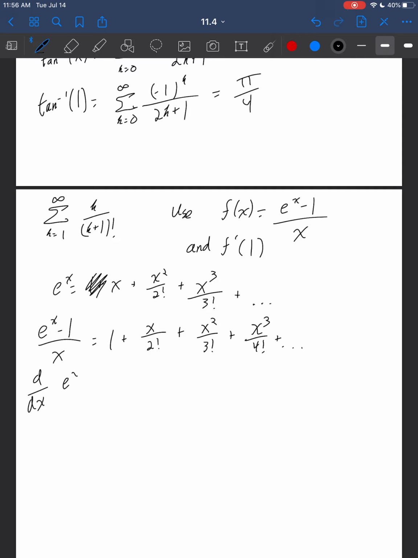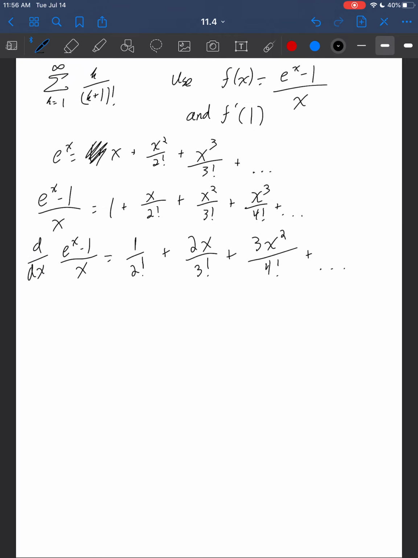So d/dx of (e to the x minus 1) over x. The 1 is going to go away, so I'm just left with 1 over 2 factorial plus 2x over 3 factorial plus 3x squared over 4 factorial, and so on and so forth. And I can see when I take this and plug in 1, so f prime of 1, I'm going to get 1 over 2 factorial plus 2 over 3 factorial plus 3 over 4 factorial, which is exactly this series we're interested in.